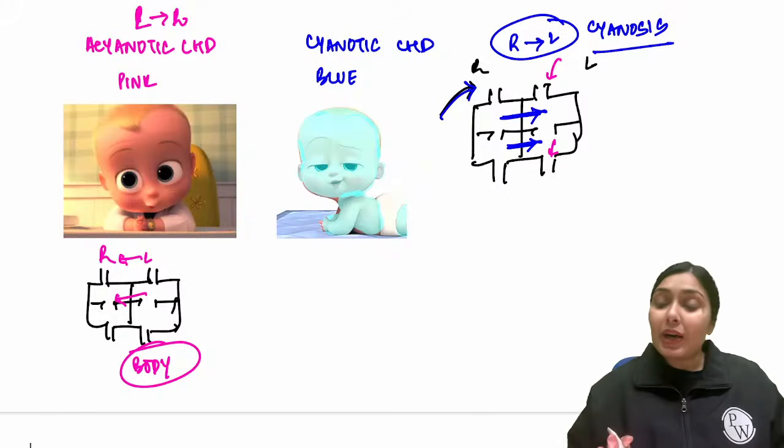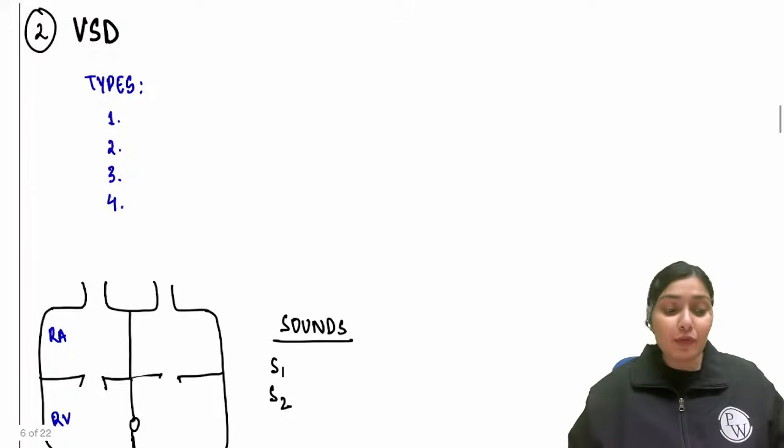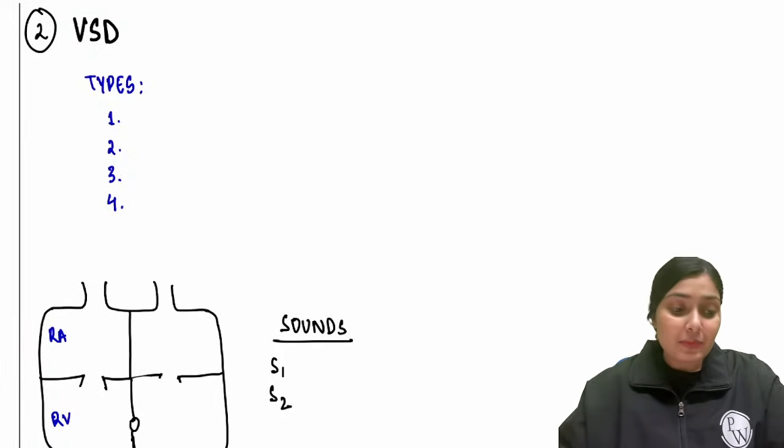With this in the background, let's move on to the first acyanotic heart disease that is important for your exam, that is ventricular septal defect. Ventricular septal defect.